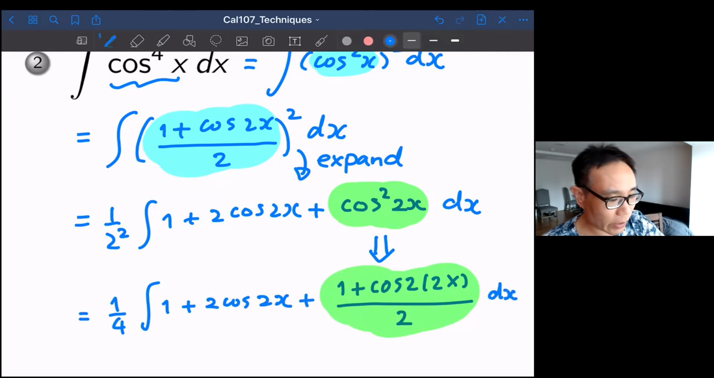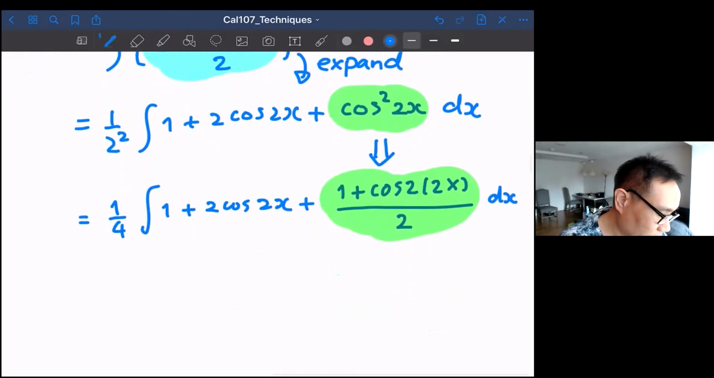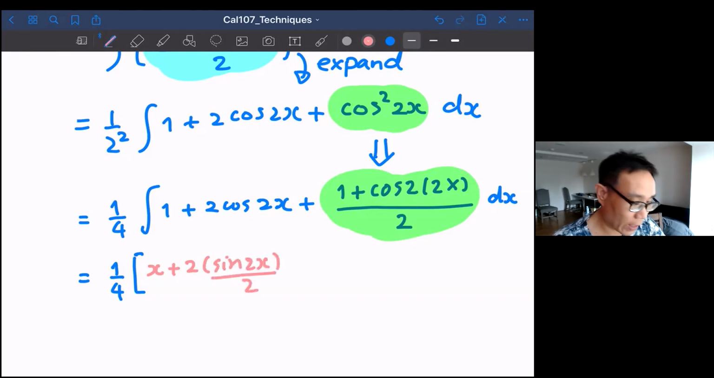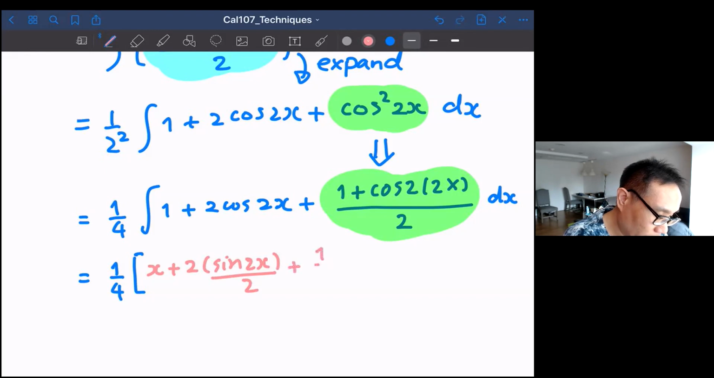And then you'll be able to integrate them term by term. So it's going to be 1/4 outside. Integrate 1, you would get x. Integrate 2 cos 2x, so it's going to be 2, integrate cos, you get sine 2x over 2. And for the next one, you would integrate 1/2, so you get 1/2 x.